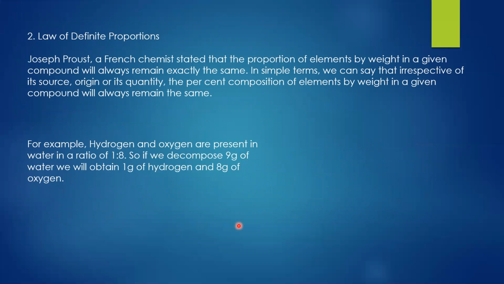Next comes the law of definite proportion, given by Joseph Proust, a French chemist, who stated that the proportion of elements by weight in a given compound will always remain exactly the same. In simple terms, irrespective of its source, origin, or its quantity, the percent composition of elements by weight in a given compound will always remain the same.